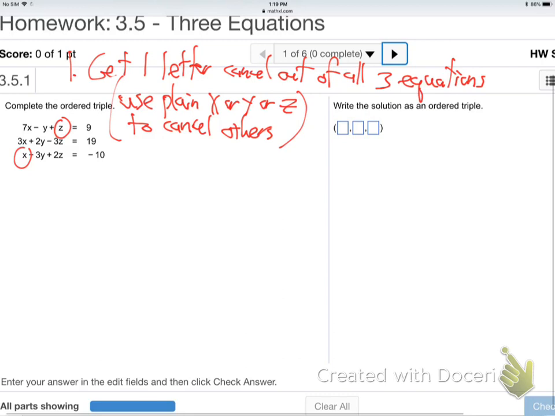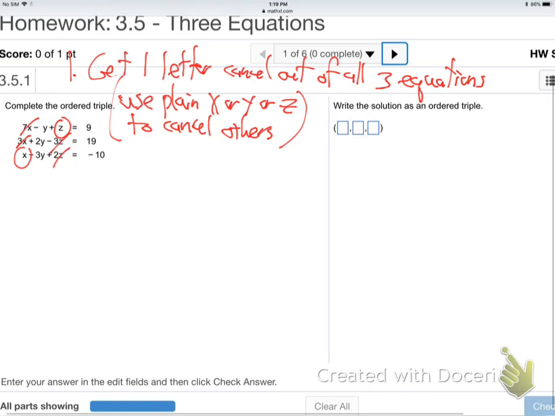And what am I going to do with it? I'm going to get these 2 Z's to cancel out, or if I want to use the X, I'm going to get these 2 X's to cancel out. So the name of the game is get all the X's or all the Z's, whatever you can. Get 1 letter out of this problem so that we're down to only 2 letters.